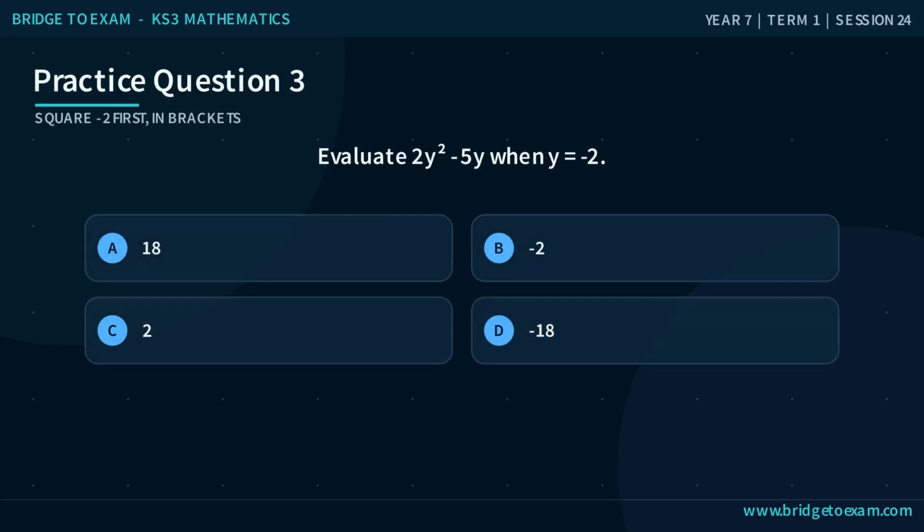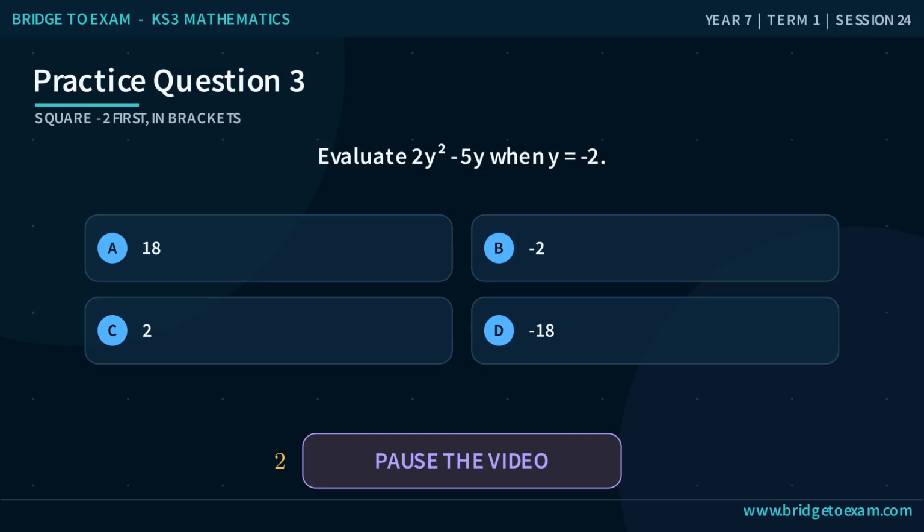Practice question 3. Evaluate 2y squared minus 5y when y equals -2. Option A is 18. Option B is -2. Option C is 2. Option D is -18. Pause and square -2 first, in brackets.